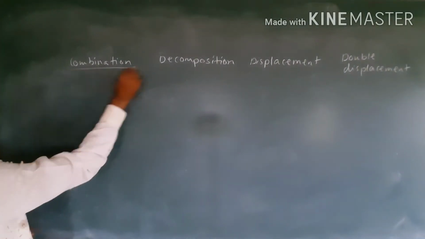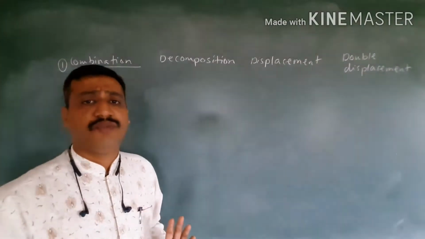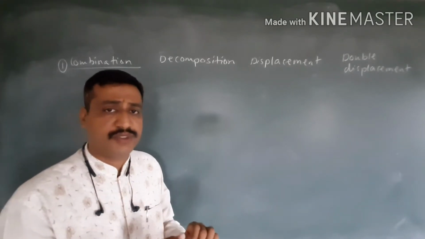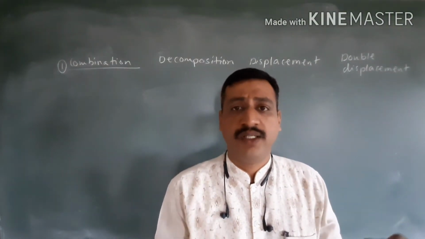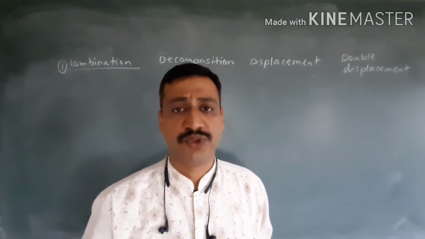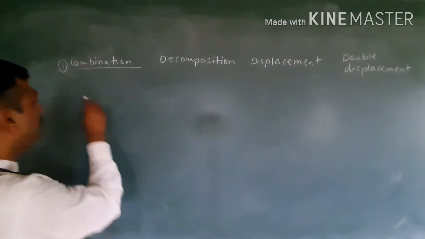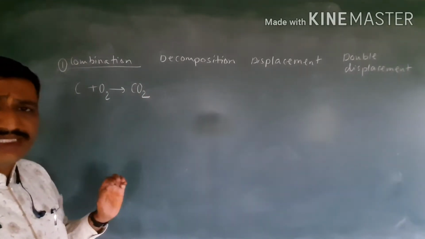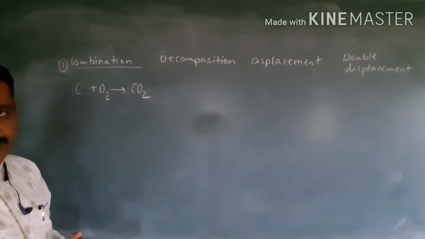What are combination reactions? The name itself indicates that these are reactions in which two or more elements or two or more compounds react together, or sometimes elements and compounds react together, and only one product is formed. Such reactions we call combination reactions. For example, C plus O2 gives carbon dioxide. This is a combination reaction because two substances react together and we get only one product.